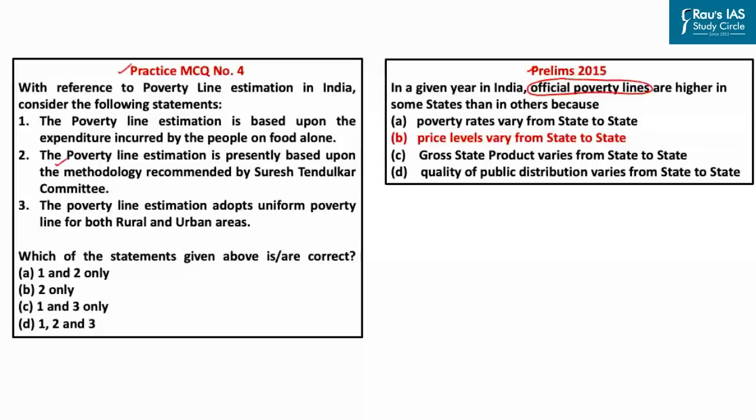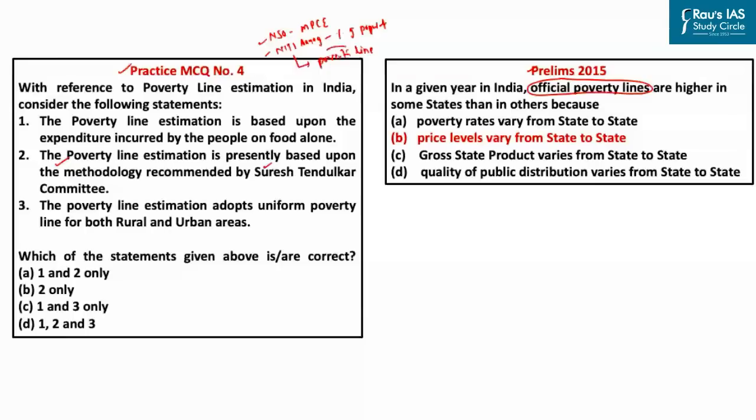So when you look at the poverty line estimation in India, it is presently based upon the methodology recommended by the Suresh Tendulkar Committee. As per this methodology, the National Statistical Office initially carries out a survey which is referred to as the monthly per capita consumption expenditure survey. Once this survey is carried out, the Niti Aayog, which is the nodal agency for estimation of the BPL population in India, then estimates what percentage of the population is living below the poverty line. The Niti Aayog also estimates what the poverty line should be.